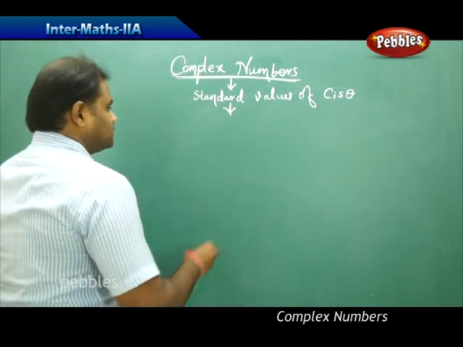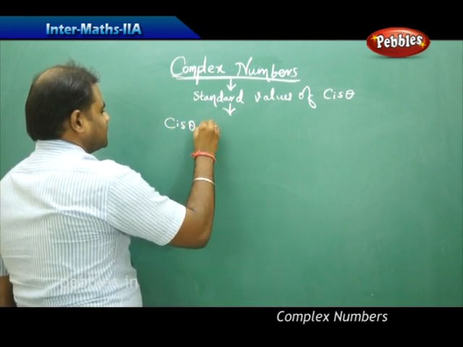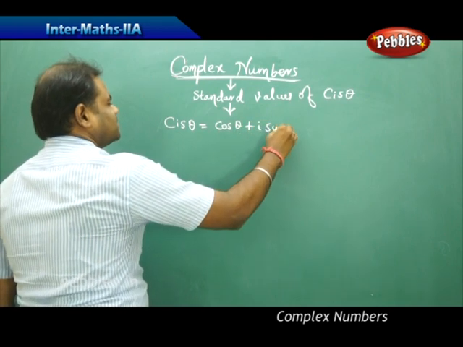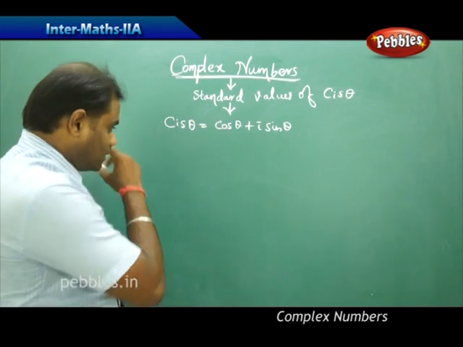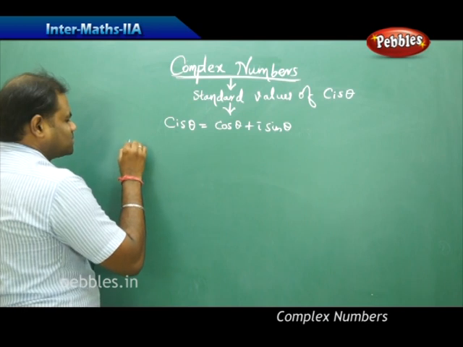Now as we come to cis theta, it is defined as cos theta plus I sin theta. The complex number cos plus I sin is denoted by cis theta. Therefore, what happens when I put theta equal to 0?